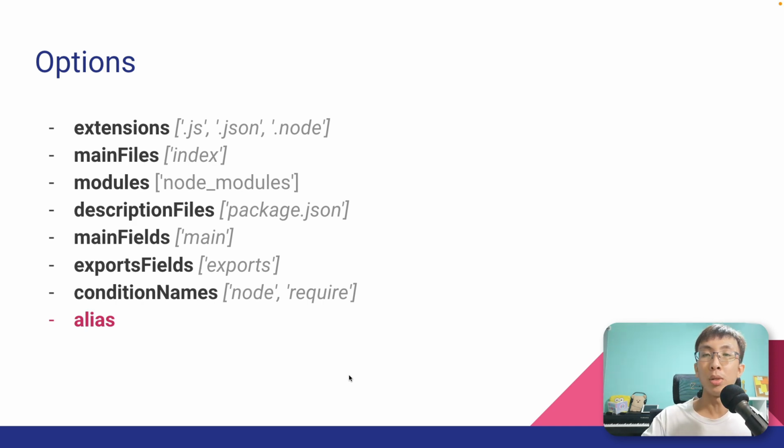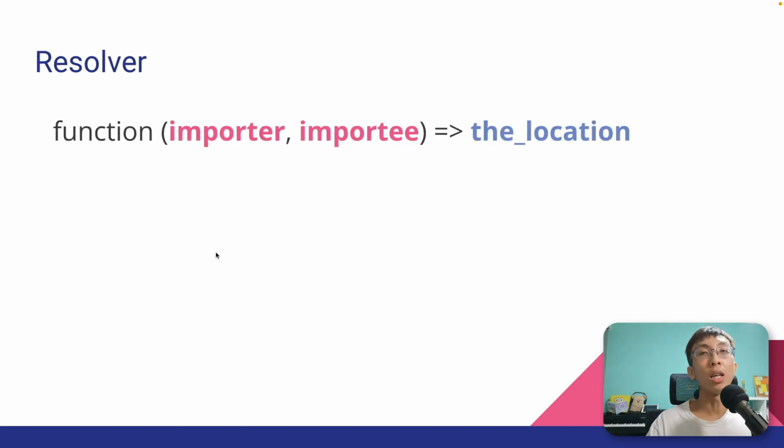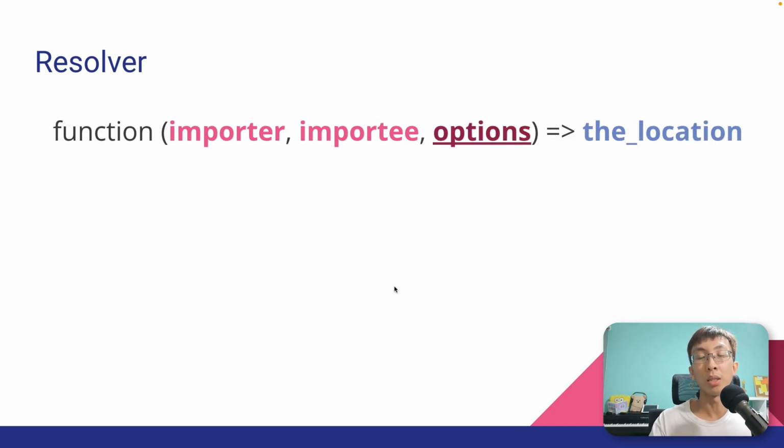Okay, so let's get back to the resolver function and see how the options fit in. Right, so this is our function, and if you're more of a fan of functional programming, probably you'll pass in options in here as a third argument, right?